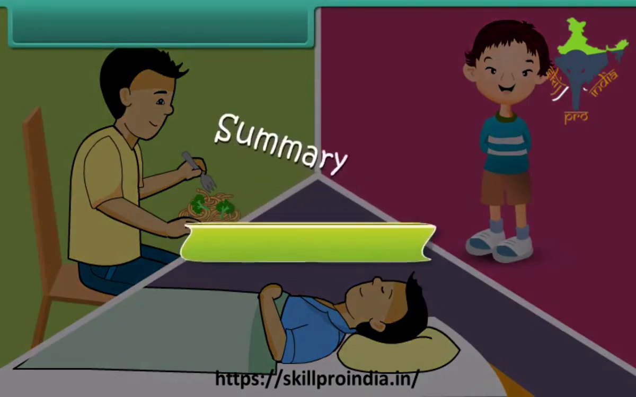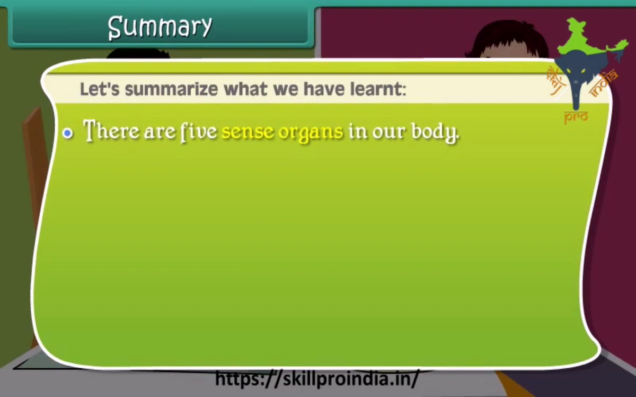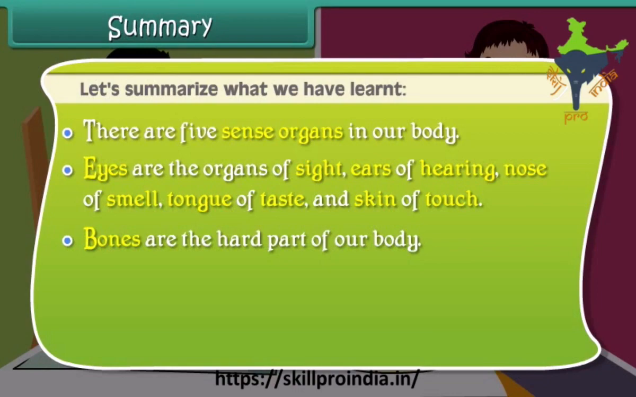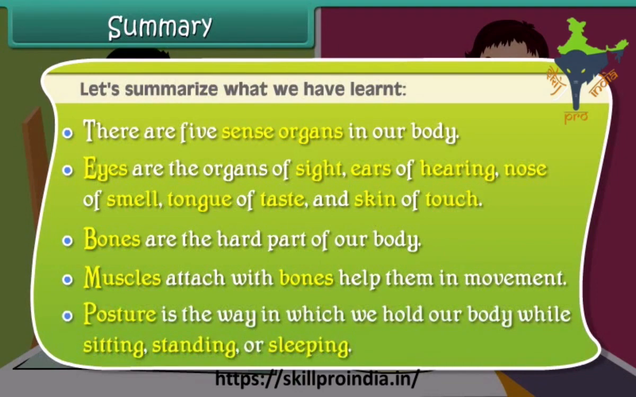Summary. Now friends, let's summarize what we have learnt. There are 5 sense organs in our body. Eyes are the organs of sight, ears of hearing, nose of smell, tongue of taste, and skin of touch. Bones are the hard part of our body. Muscles attach with bones and help them in movement. Posture is the way in which we hold our body while sitting, standing, or sleeping.